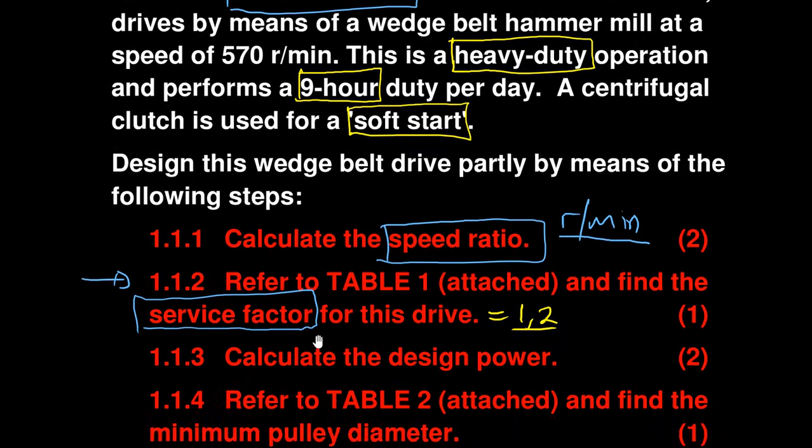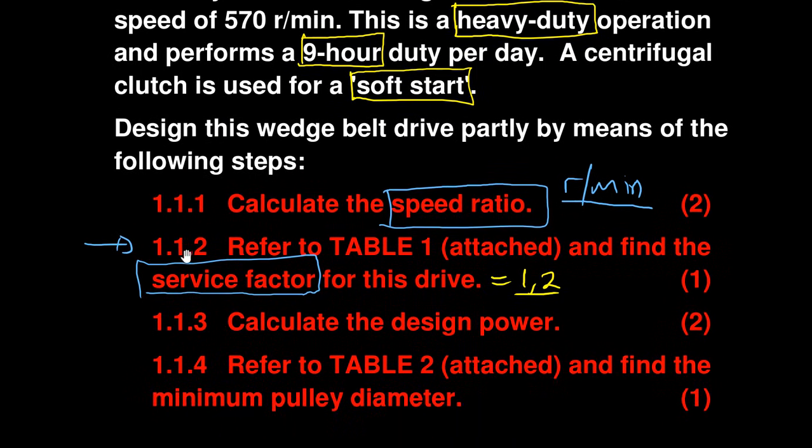And the next question, as you can see, question 1.1.2 and question 1.1.3 were related, whereby the information that we used was coming from the previous question. So always remember that some of these questions sometimes are linked. Now let us look at question 1.1.4. It says refer to table 2 attached and find the minimum pulley diameter.